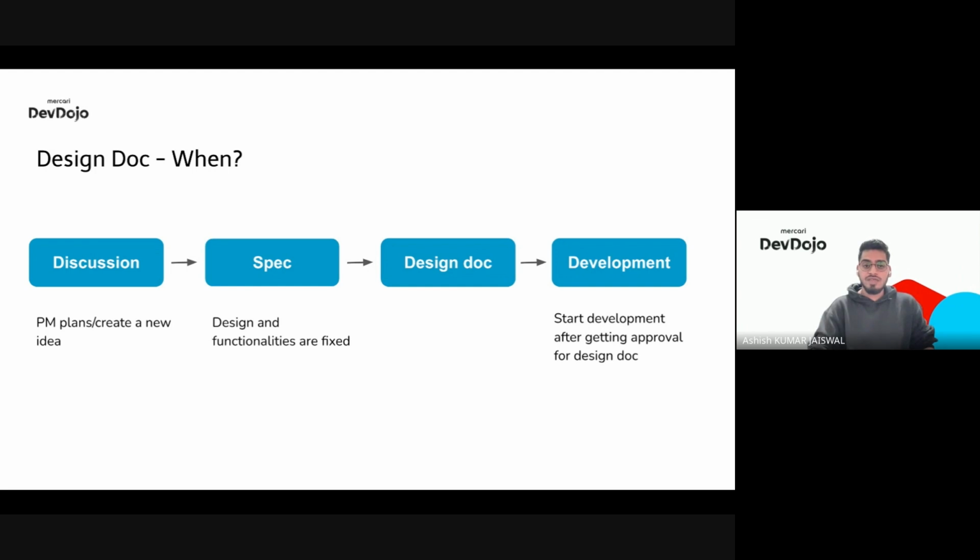And then we finalize the spec and design for that. After we have the spec and design, we can start writing the design doc. Once we complete the design doc and get all the reviews on it, then we can start on the development after approval of the design doc. So this is basically how the flow goes when we talk about development from the scratch, from ideation to development.